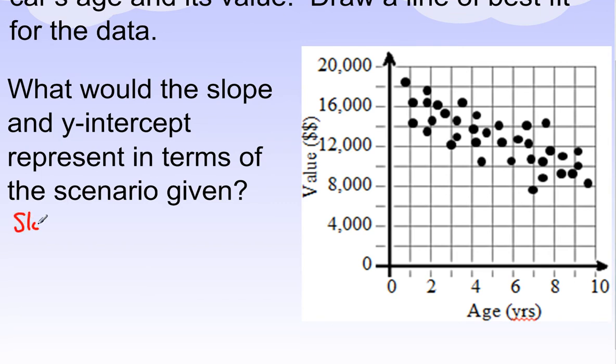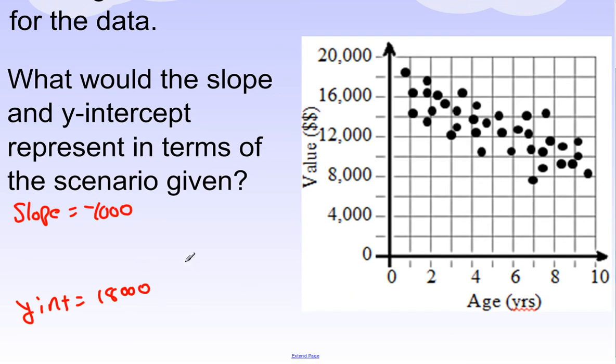So slope was negative 1,000, and y-intercept was 18,000. Slope, we've been talking about, is the change in y over change in x. The change in y is negative 1,000. Change in x is 1. If we throw our units back in there, that's negative $1,000 and 1 year. So that means every 1 year you go across this way, the value drops by about $1,000. Your car loses $1,000 of value each year. You'd write that out in words. I don't have space here.